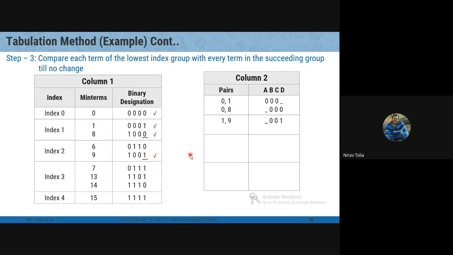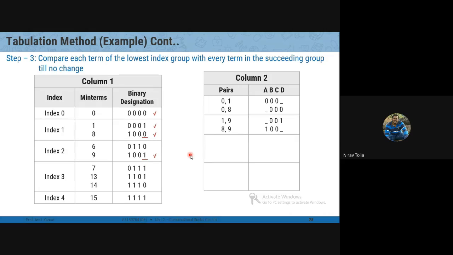And which bit is changing? D is changing from 0 to 1. So the bit which is changing, we have to put a dash there, and all other 3 bits remain the same. So the other 3 bits are 1, 0, 0, and D is changing, so I am putting a dash there.